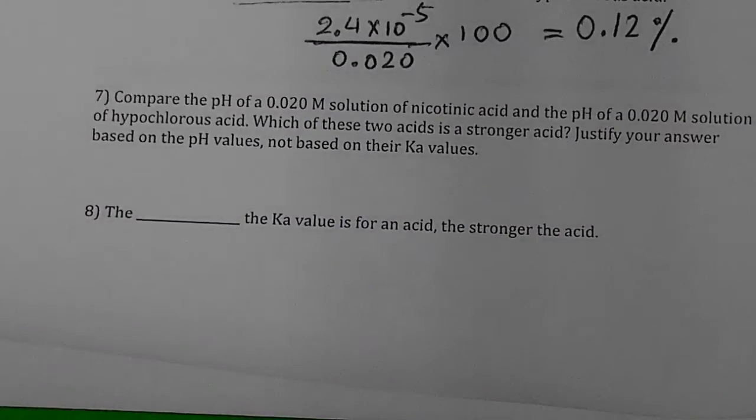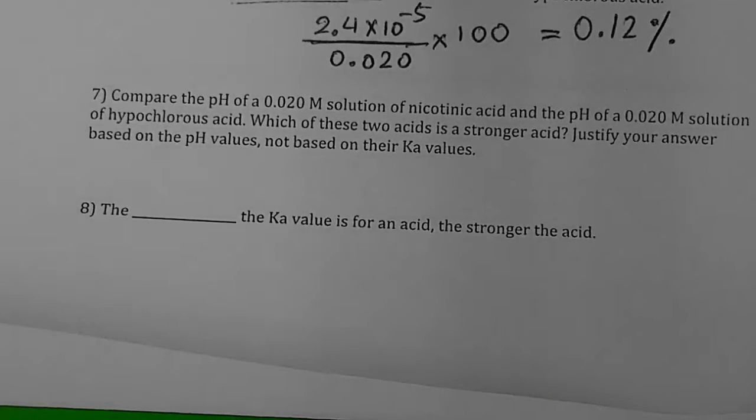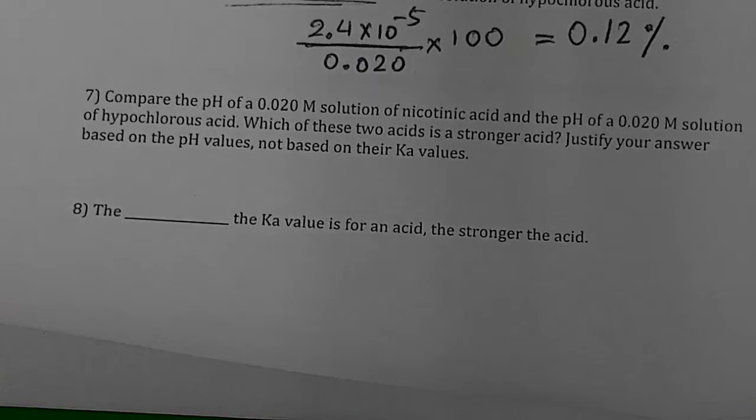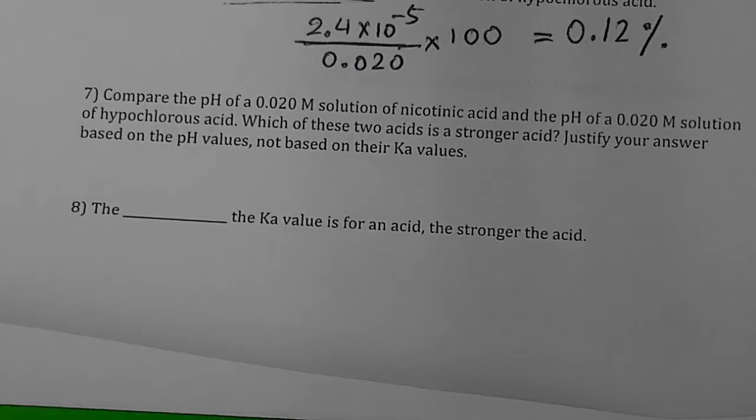Okay, I need you to compare them. You have pH of 0.02 molarity of nicotinic acid and pH of 0.020 molarity of hypochloric acid. Which of these two is the stronger acid? Justify your answer based on pH, not based on Ka value. I want you guys to compare their pH value.